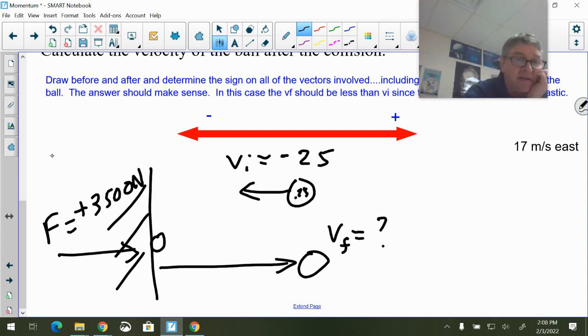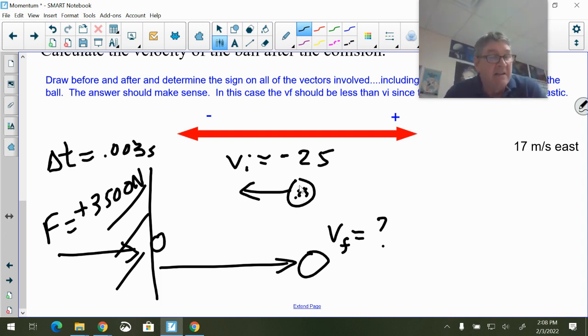And the other thing they tell us: use the delta t for the application of that force, which is 0.003 seconds. So now the problem turns into a plug and chug, but again, it's not a difficult problem as long as you pay attention to the sign conventions. Because the velocity initially is west, we have to negatize that. Because the force from the wall onto the ball is positive, we can put a plus 3,500. And I expect my answer to come out positive here.